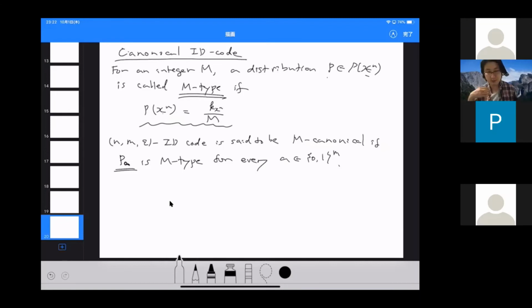Sorry, let me get some water. Okay, so this is the definition of m-canonical ID code.